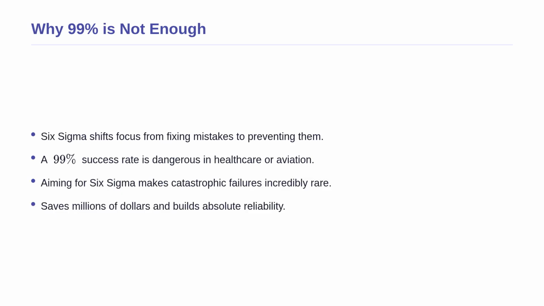You might wonder why we go through all this effort when a 99% success rate sounds great. 6 sigma is crucial because it shifts a company's focus from merely fixing mistakes to preventing them entirely. In industries like healthcare or aviation, 99% is simply not good enough. If a hospital operates at 99% quality, it might drop thousands of newborn babies a year. By aiming for 6 sigma, organizations ensure catastrophic failures become incredibly rare, saving money and building absolute reliability.